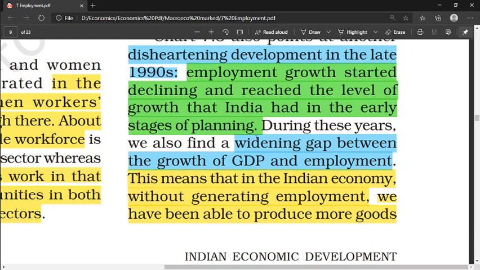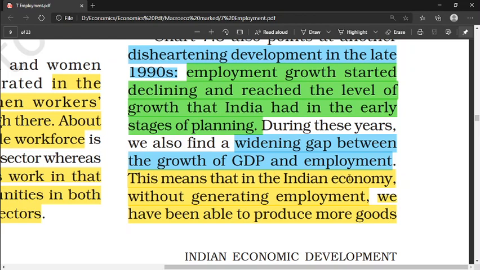So what do we see from here? There's a widening gap between the growth of GDP and employment. Had it not been so, by now we would have been able to solve most of the problem of unemployment. That was the case that we experienced.